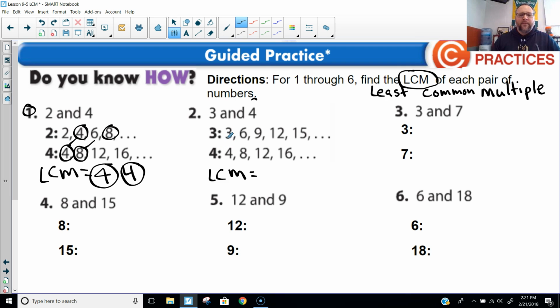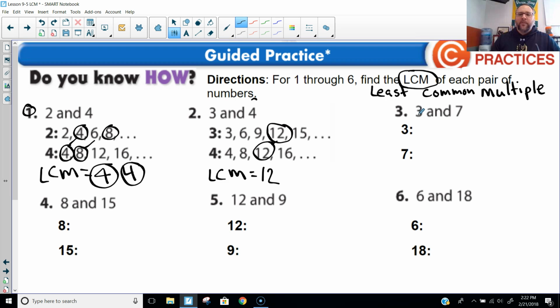Well, 3 is not in 4, and 6 isn't in 4, and 9 isn't in 4. 12 is, there we go. There's 12. And there are no other common multiples that we have listed. Now, obviously, if we kept going, we'd find more multiples that would be common, but the least common multiple is 12.